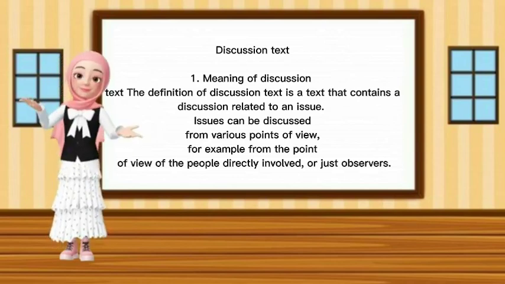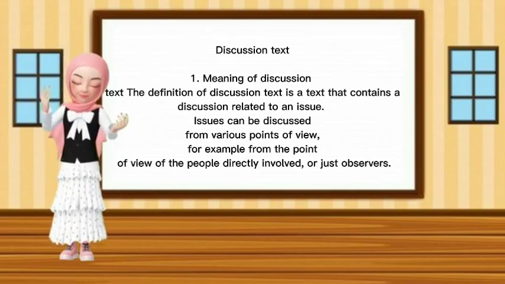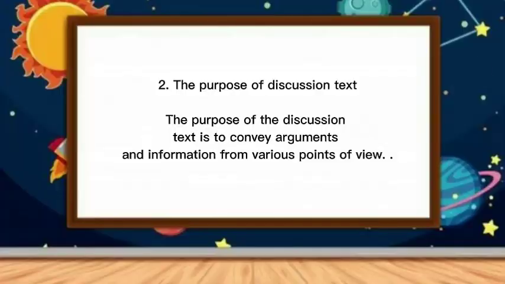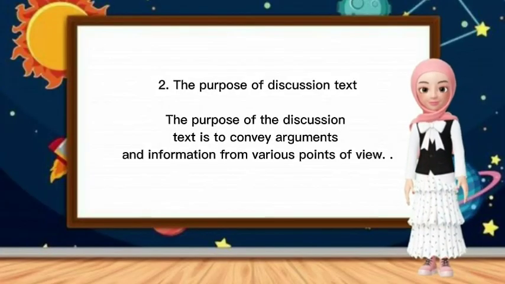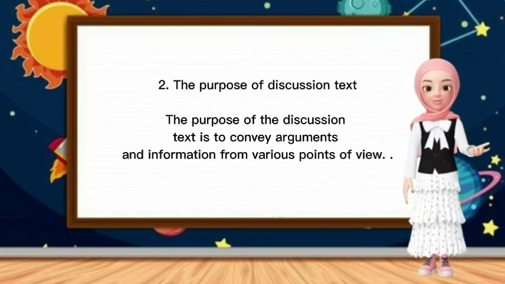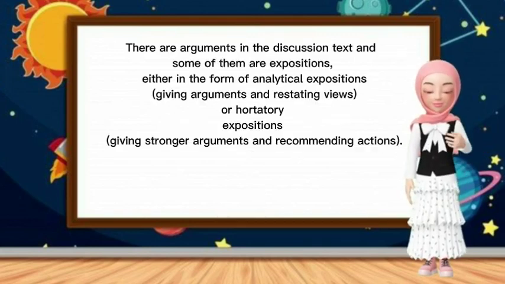An issue can be discussed from various points of view, for example, from the point of view of the people directly involved or just observers. The second is the purpose of discussion text. The purpose of discussion text is to convey arguments and information from various points of view.